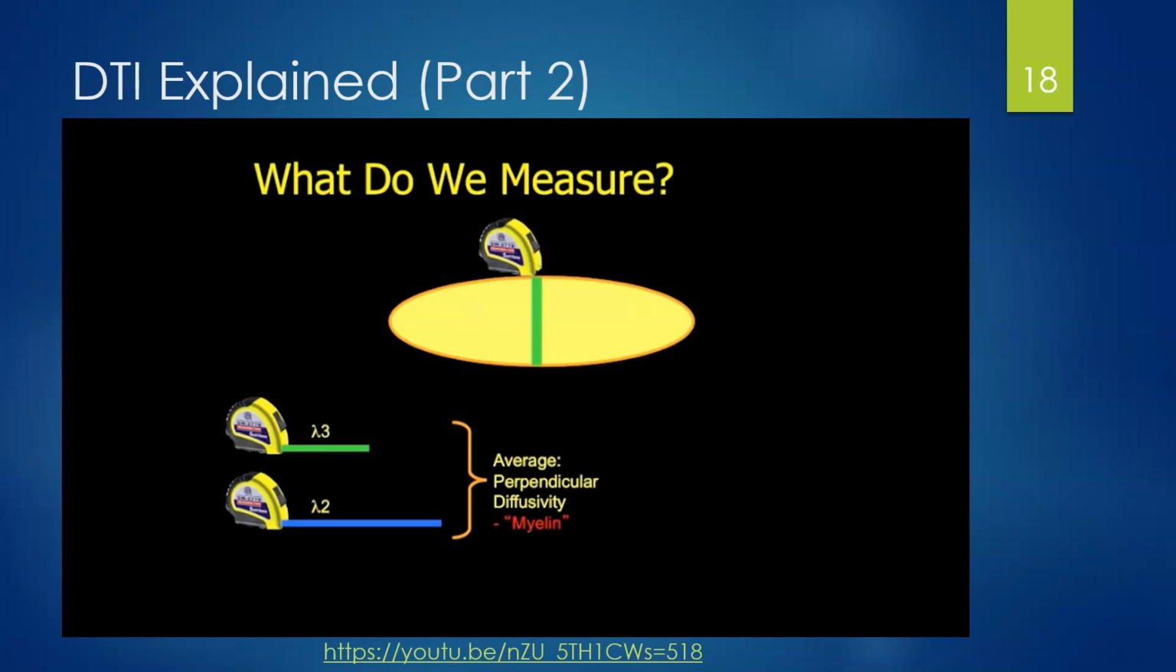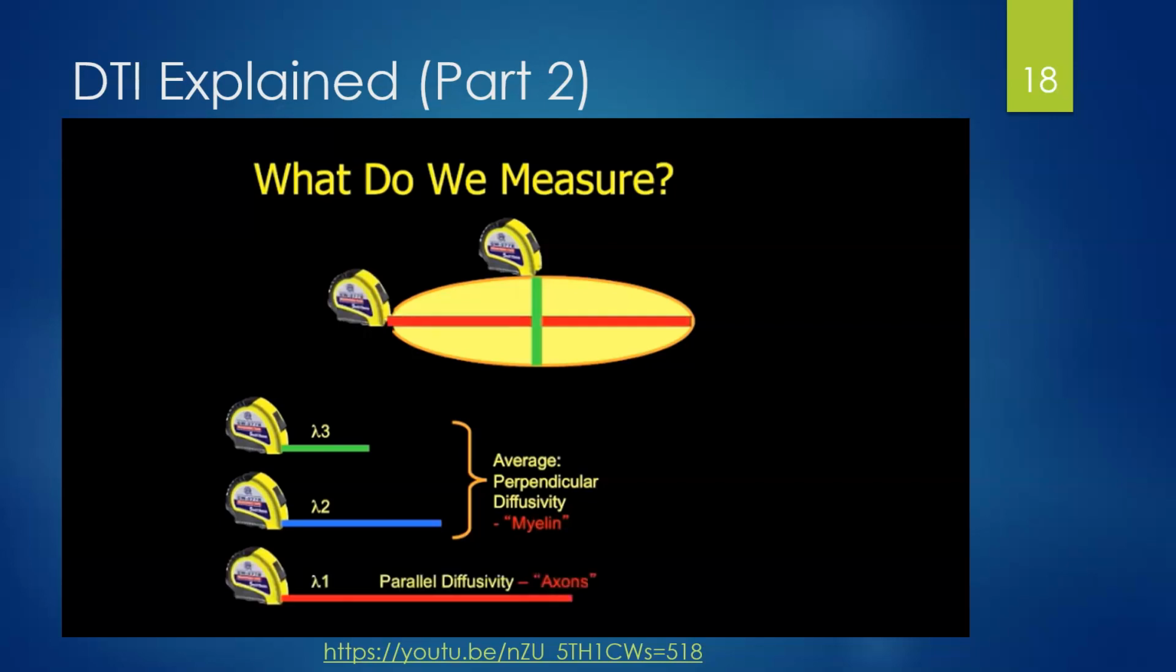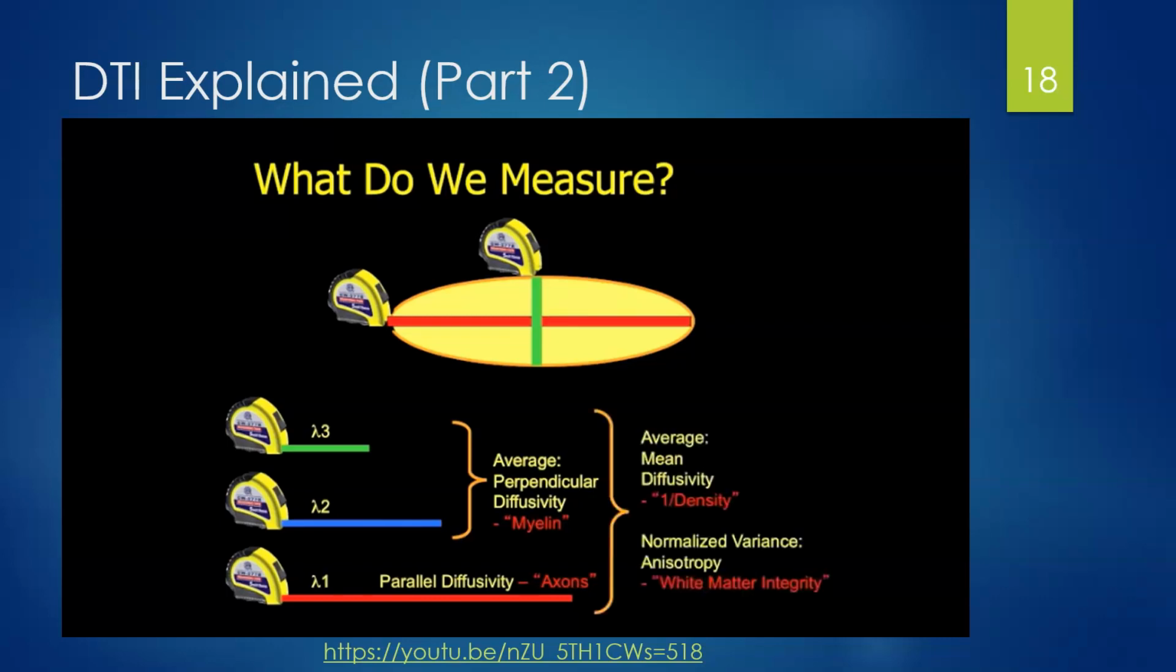The diffusivity along the longest axis of the diffusion tensor, shown in red, is the parallel diffusivity and has been shown to be affected by axonal injury, again in animal models. By averaging the diffusivities in the three perpendicular directions, we estimate the mean diffusivity, which is inversely related to the density of cellular membranes. The variance of the diffusivities is related to the diffusion anisotropy, which is widely used as a surrogate for white matter integrity.